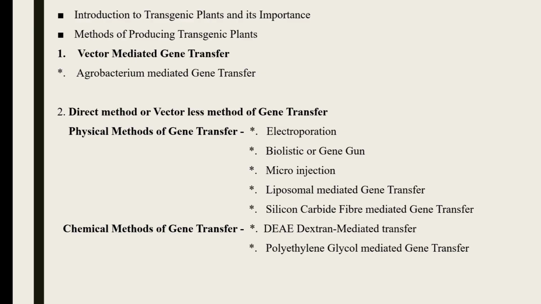Direct or vectorless DNA transfer. The term direct or vectorless transfer of DNA is used when the foreign DNA is directly introduced into the plant genome. Direct DNA transfer methods rely on the delivery of naked DNA into the plant cells. This is in contrast to the Agrobacterium or vector-mediated DNA transfer, which may be regarded as indirect methods.